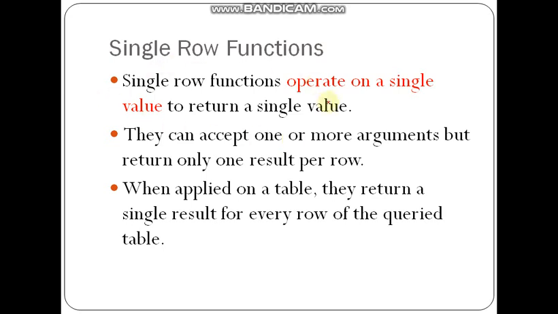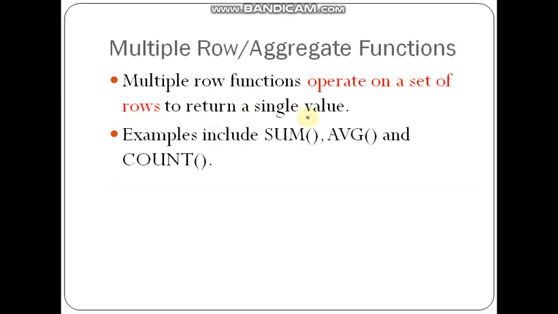Single row functions operate on a single value and return a single value. They can accept one or more arguments. If we apply one on a table, it returns a value for every row of the table. Aggregate functions operate on a set of values and return a single value. Normally, aggregate functions are used along with the GROUP BY clause. Examples are SUM, AVG, MIN, MAX, etc.